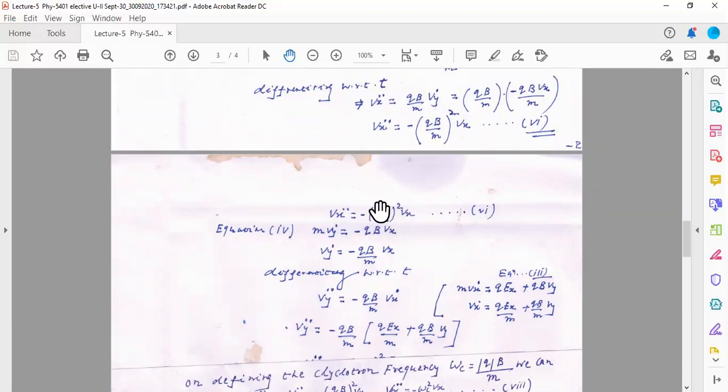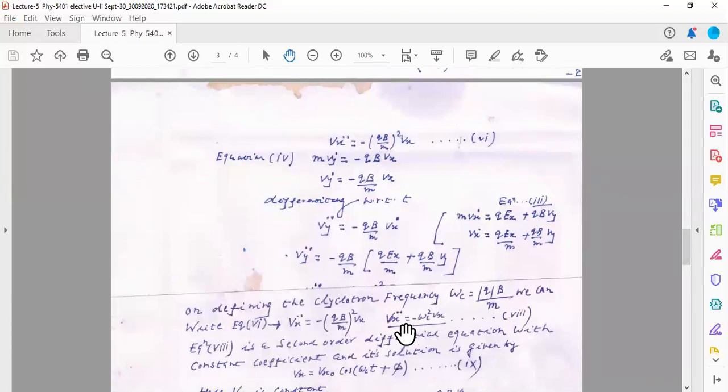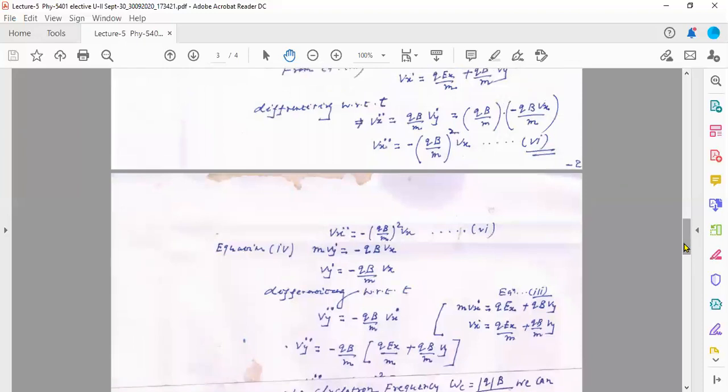But before we define this term, let me calculate Vy dot. I have already defined the Larmor frequency here. But before we define the Larmor frequency, once again, I write this equation number 4.